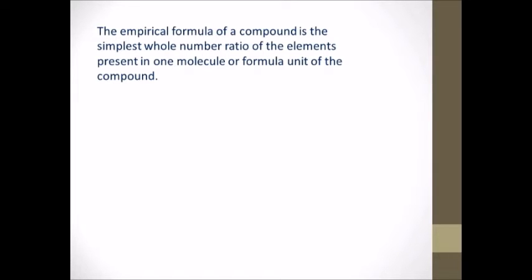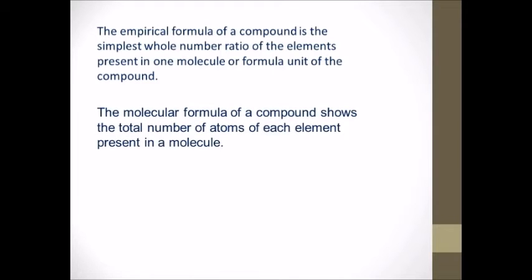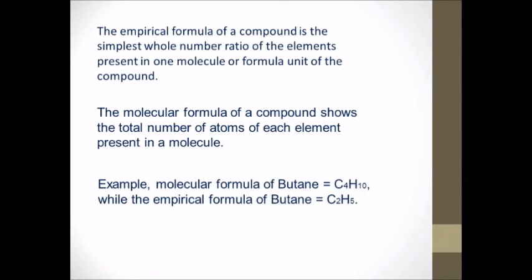Now let's define the empirical formula. The empirical formula of a compound is the simplest whole number ratio of the elements present in one molecule or formula unit of the compound, whereas the molecular formula of a compound shows the total number of atoms of each element present in a molecule. So for example, the molecular formula of butane is C4H10, while its empirical formula is C2H5.